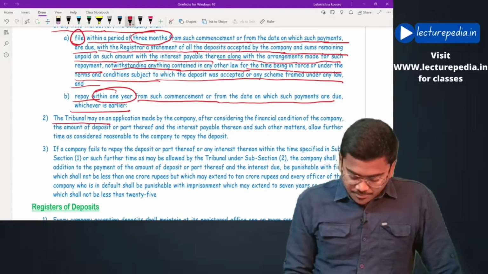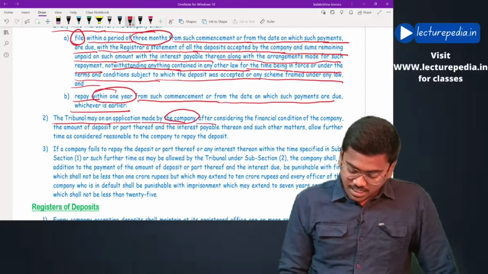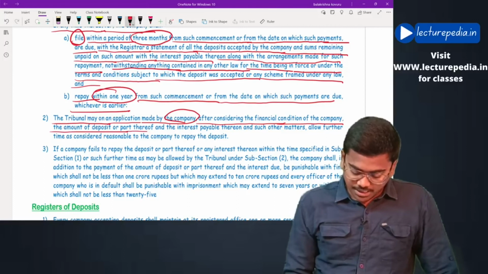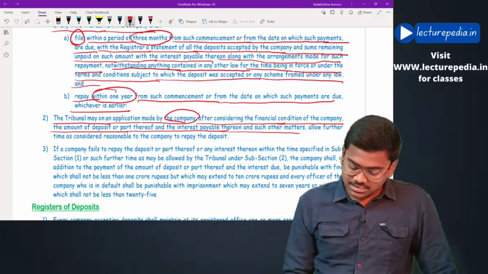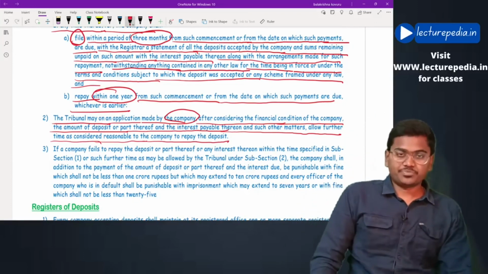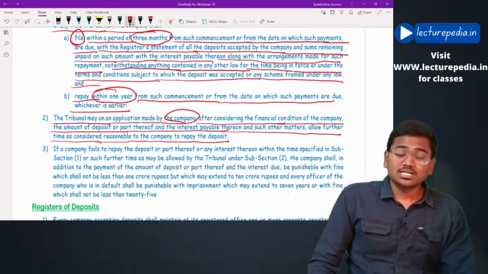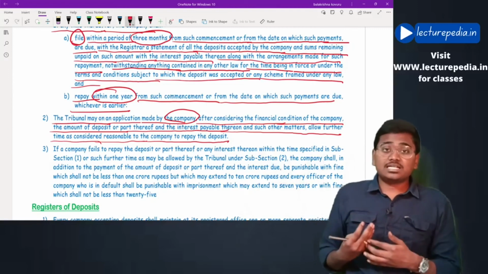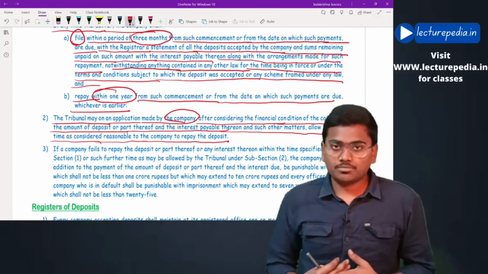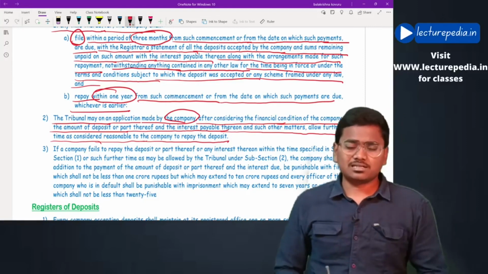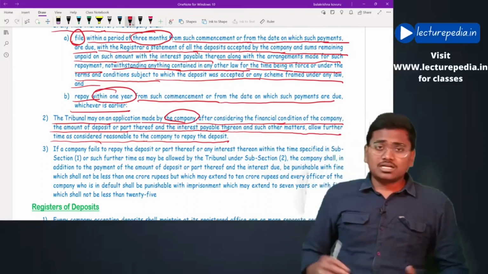The tribunal may, on an application made by the company, after considering the financial condition of the company, the amount of deposit or part thereof and interest payable thereon and such other matters, allow further time as considered reasonable to the company to repay the deposit. See, as we have discussed, if the company fails to repay the deposit, then it can approach NCLT asking for extension of the time. Okay, the NCLT, considering the financial position of the company, it can either grant extension of time or reject extension of time.